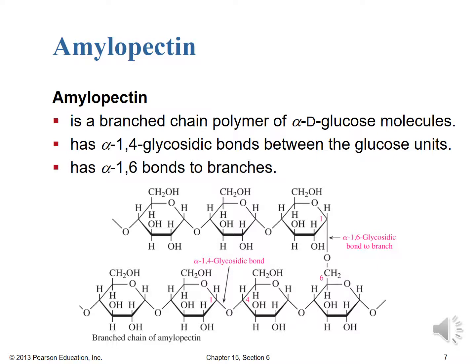So again, it's alpha because the OH group of carbon 1 there is below the plane. On carbon 6, we don't really have any choice but to be above the plane because the carbon itself is above, so its OH group is also above. So the alpha is denoted because of the carbon 1, just like with the alpha 1,4 glycosidic bond.